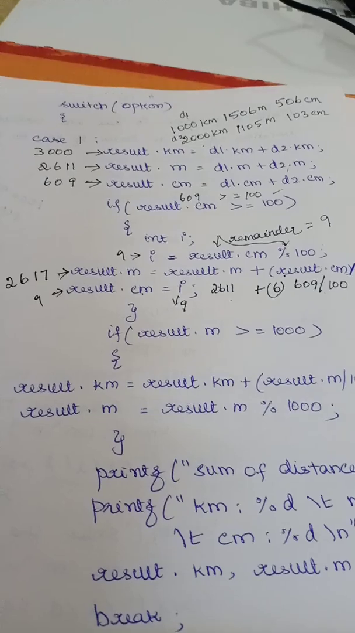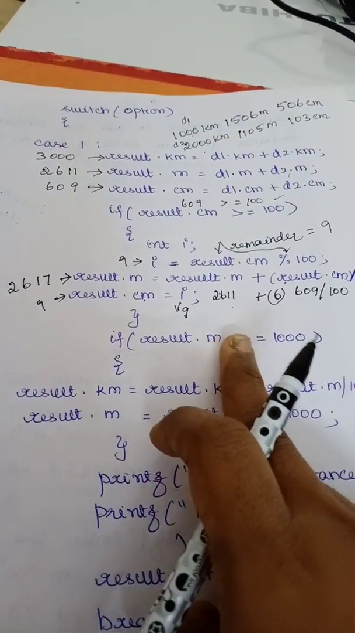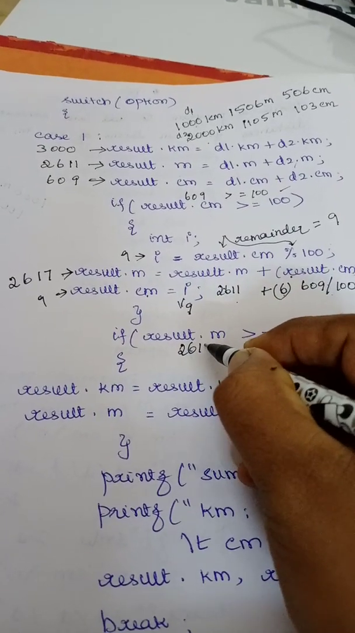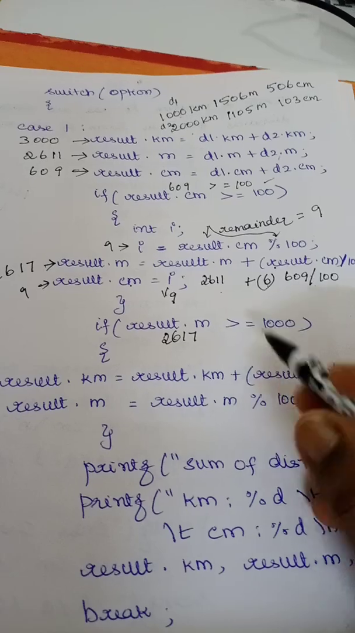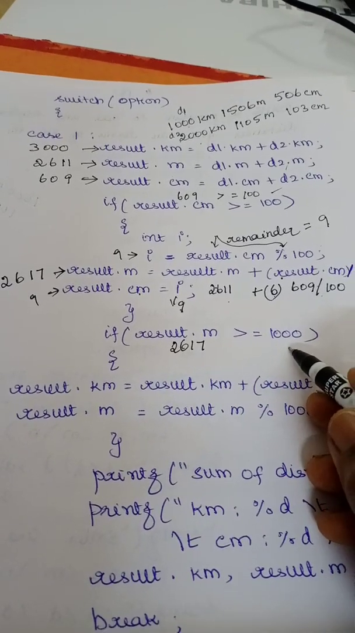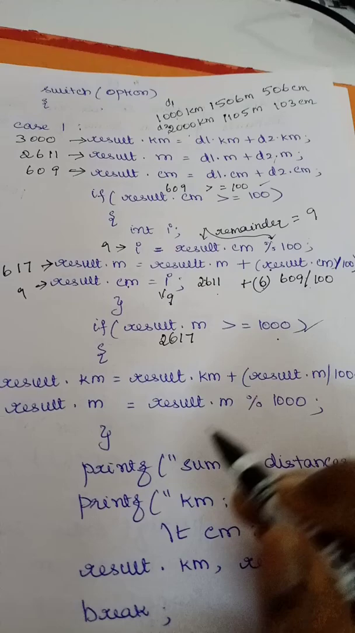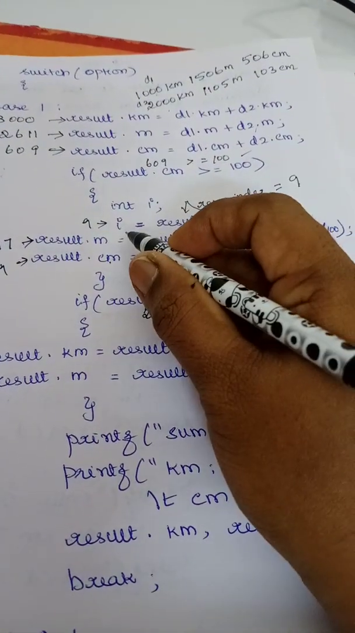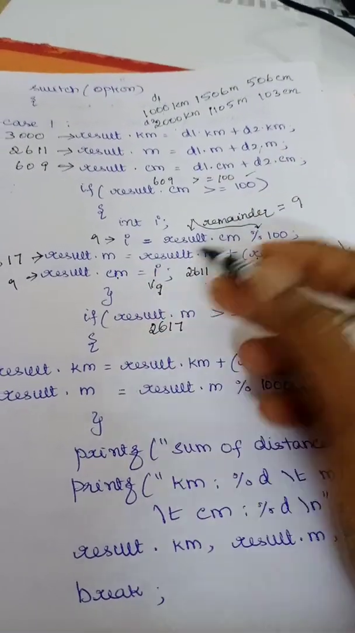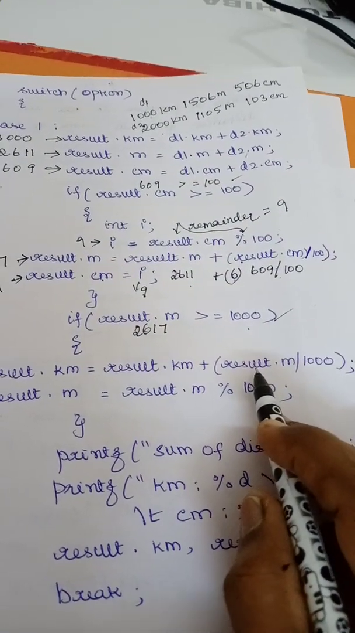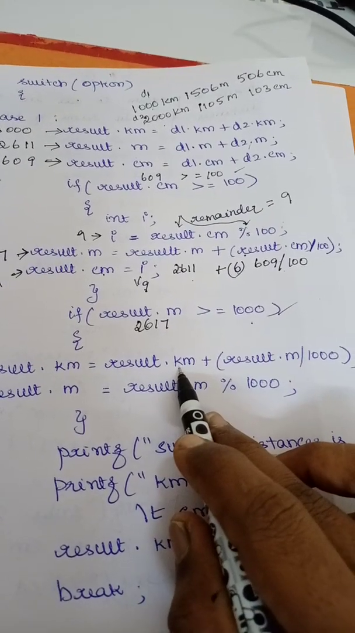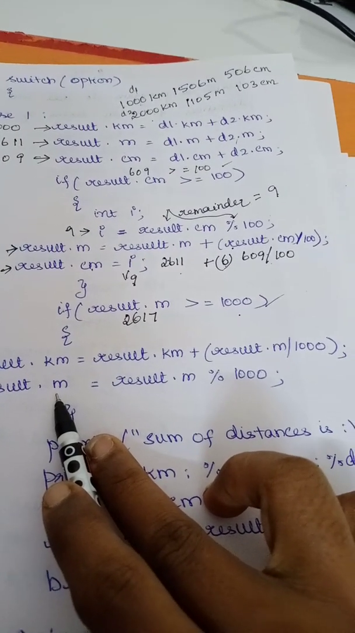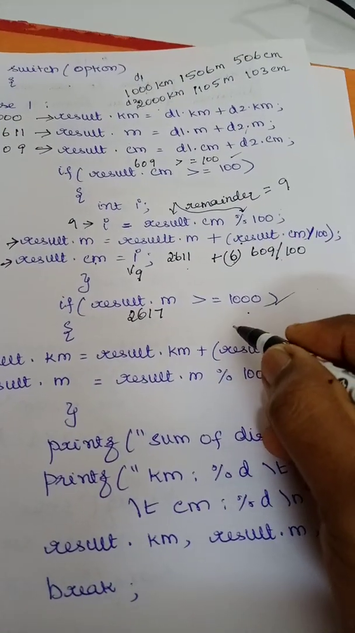to kilometer also. So again I will check result.m is greater than or equal to 1000. Yes. What is my result.m? 2617 is my result meter is greater than or equal to 1000. Yes, it is greater than or equal to 1000. So what I have to do here? Here directly I have written. There I have got the remainder separately and then I have assigned here. So here I am going to add the quotient along with the kilometer and here the remainder I am assigning it directly to my meter. Is that clear?